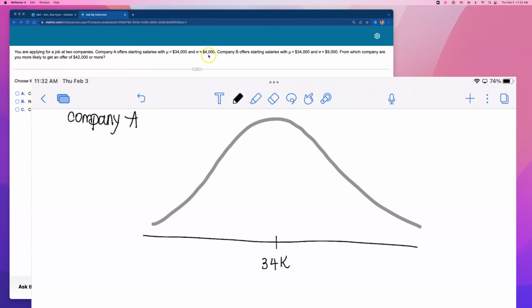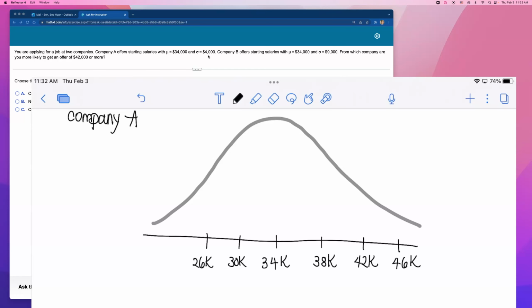And I need to add $4,000 as I go to the right. 1, 2, 3 to the right. So 34 plus 4, 38K, plus another 4, 42K, and plus another 4, 46K. Okay? And then I'm going to go 3 to the left, but this time I'm subtracting $4,000. So 34 minus 4, 30K. Subtract another 4, 26K. Subtract another 4, 22K.